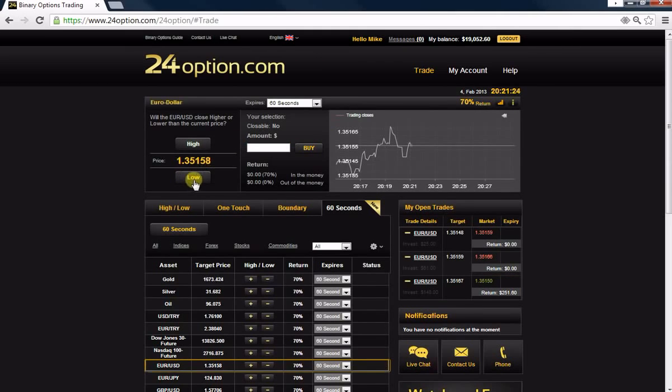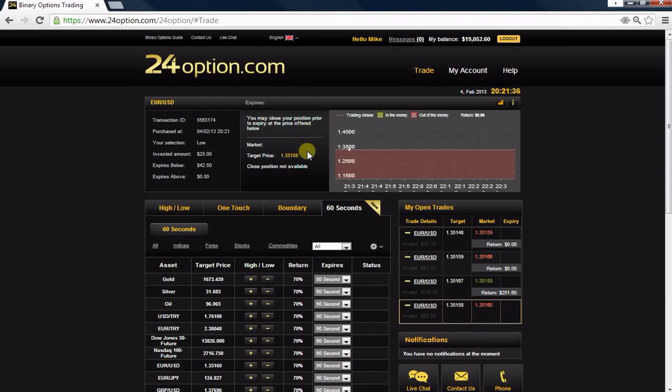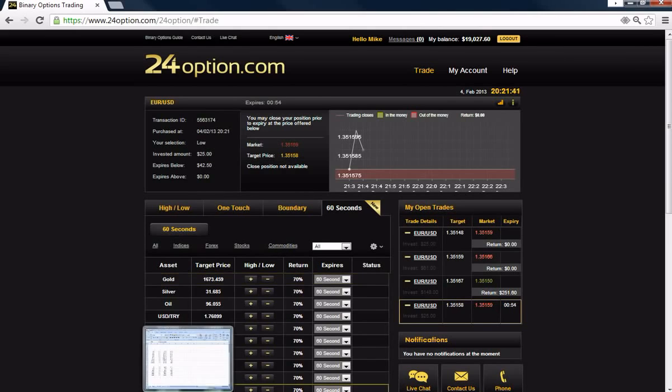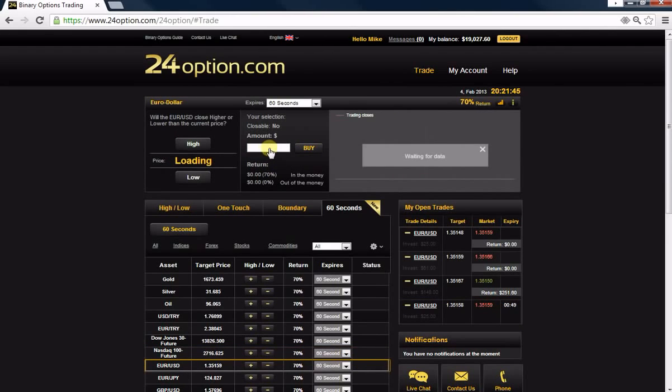We're going to go with a put, pardon me, and we're again going to start at $25. And we're going to purchase this. And again, we're going to get the next trade ready. Don't forget that you actually have to click this in order to prepare the next trade.